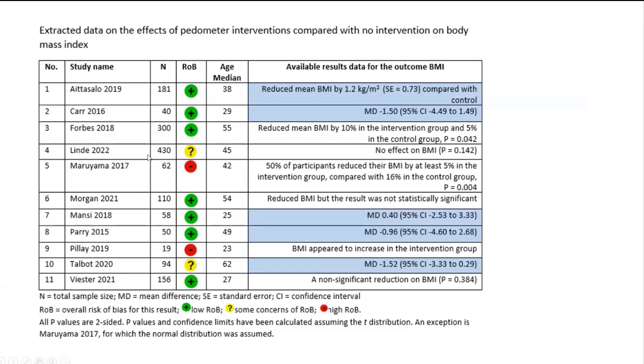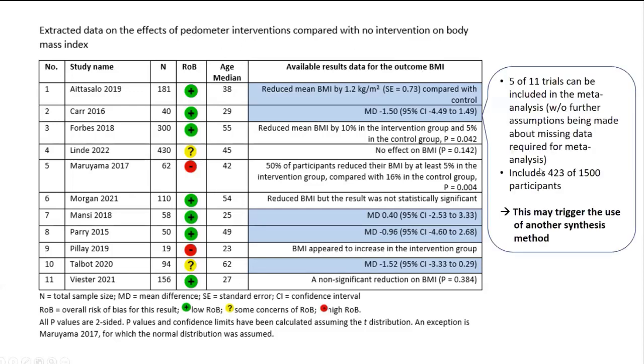So this is the data that's been extracted from the review. What you can see here is the study name, the total sample size, risk of bias, and the median age of the participants in the trials. And what we've extracted here is all the information that's available. And you can see that these cells that are highlighted in blue are the studies that can be readily included in a meta-analysis with no further assumptions.